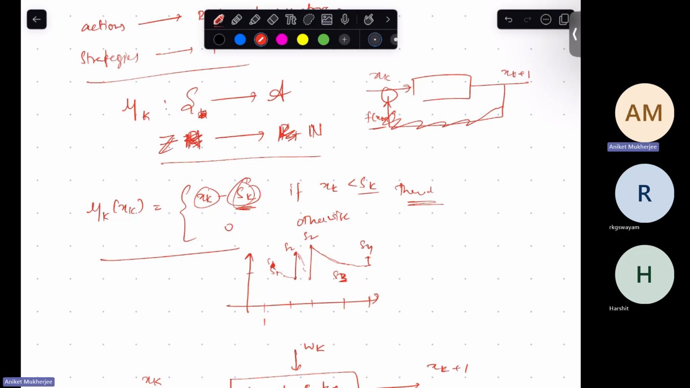But there are two types of methodology that you can use to solve.